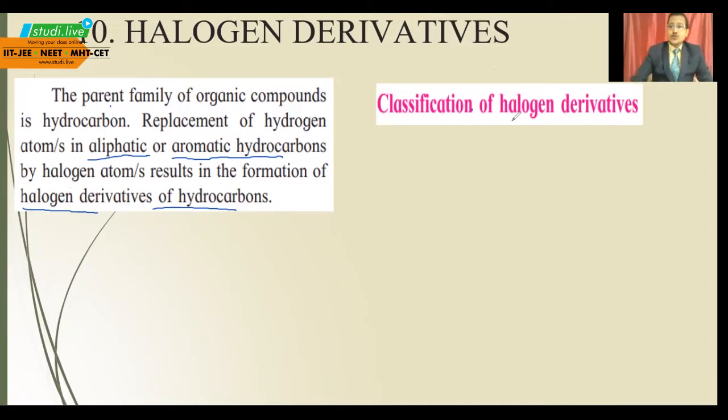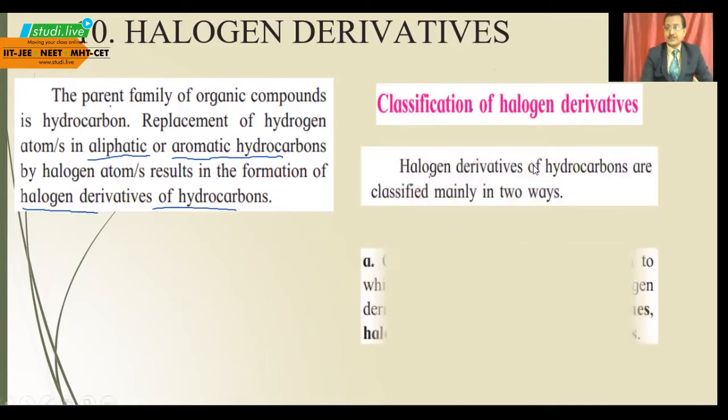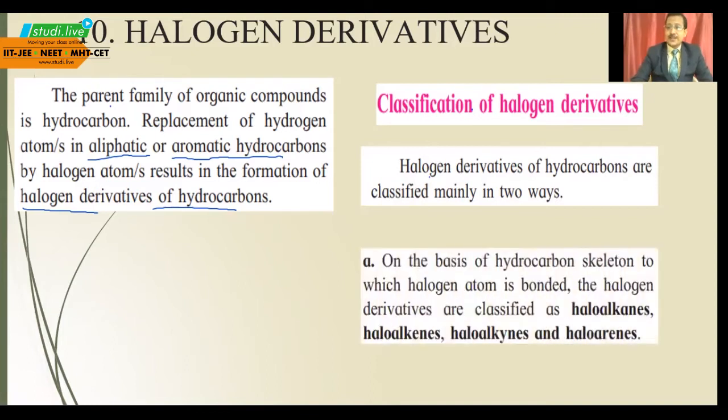Now coming on to the classification of halogen derivatives. How are halogen derivatives further classified? So classification of halogen derivatives. Now in the classification, halogen derivatives of hydrocarbons are broadly classified into two ways. The first one is on the basis of hydrocarbon skeleton to which the halogen atom is bonded. So you have the halogen atom bonded to the carbon skeleton.